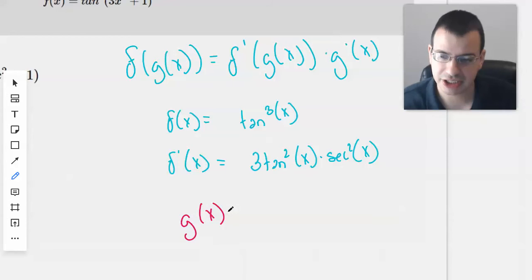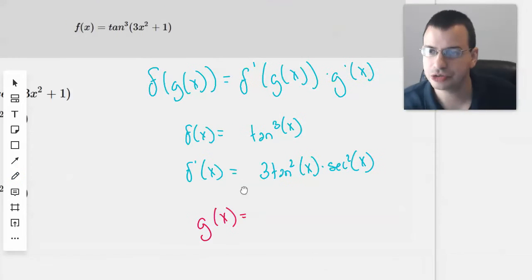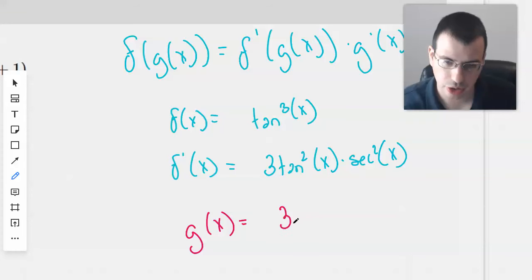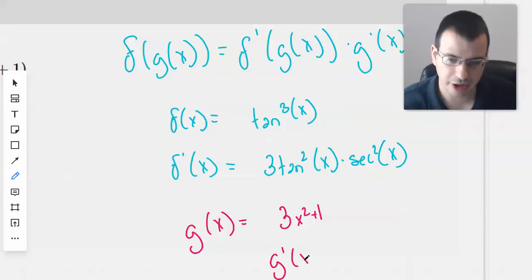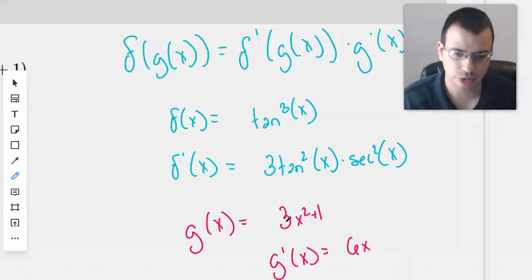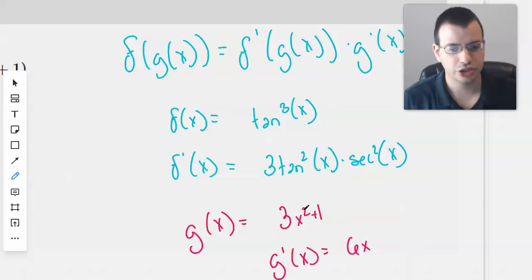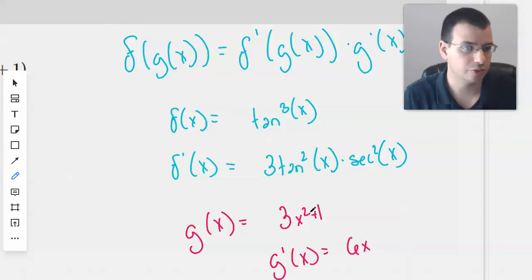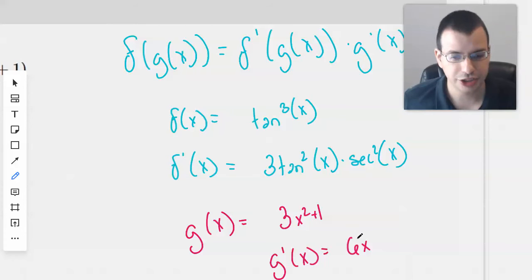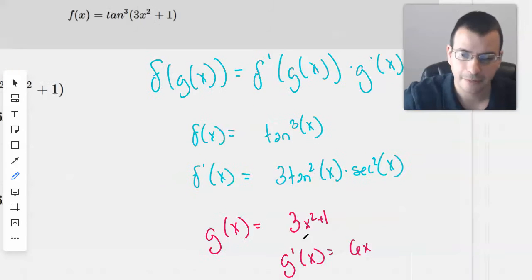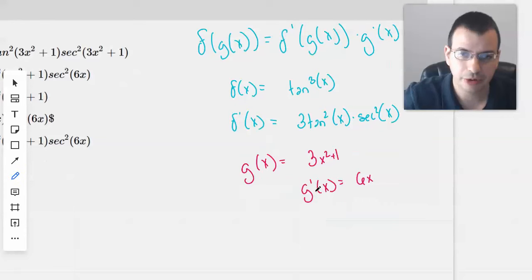g of x, that's the interior. It was 3x squared plus 1. g prime of x equals 6x. Because you take the 2, multiply by 3, the x to the second goes to x to the first, which is x. And then the constant, the 1, just disappears. And now we put it all together.